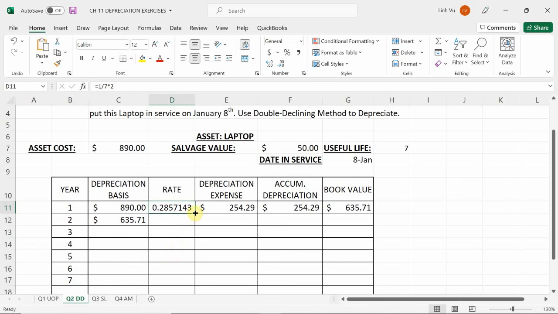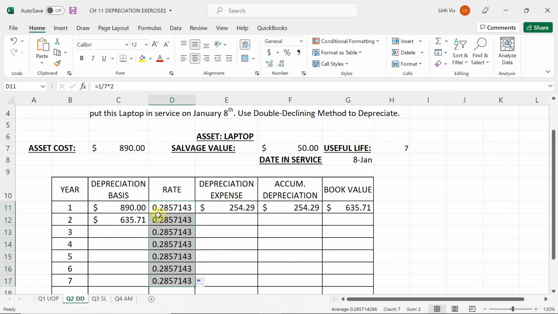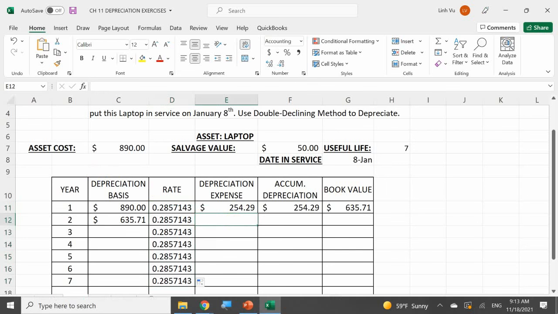It stays the same. The rate stays the same consistently all through the 7 years, okay? It's still going to be 1 divided by the estimated useful life times 2. So in this case, 1 divided by 7 times 2. So this is going to be consistent through there, okay? Now, let's go ahead and calculate what my depreciation expense is going to be for year 2.